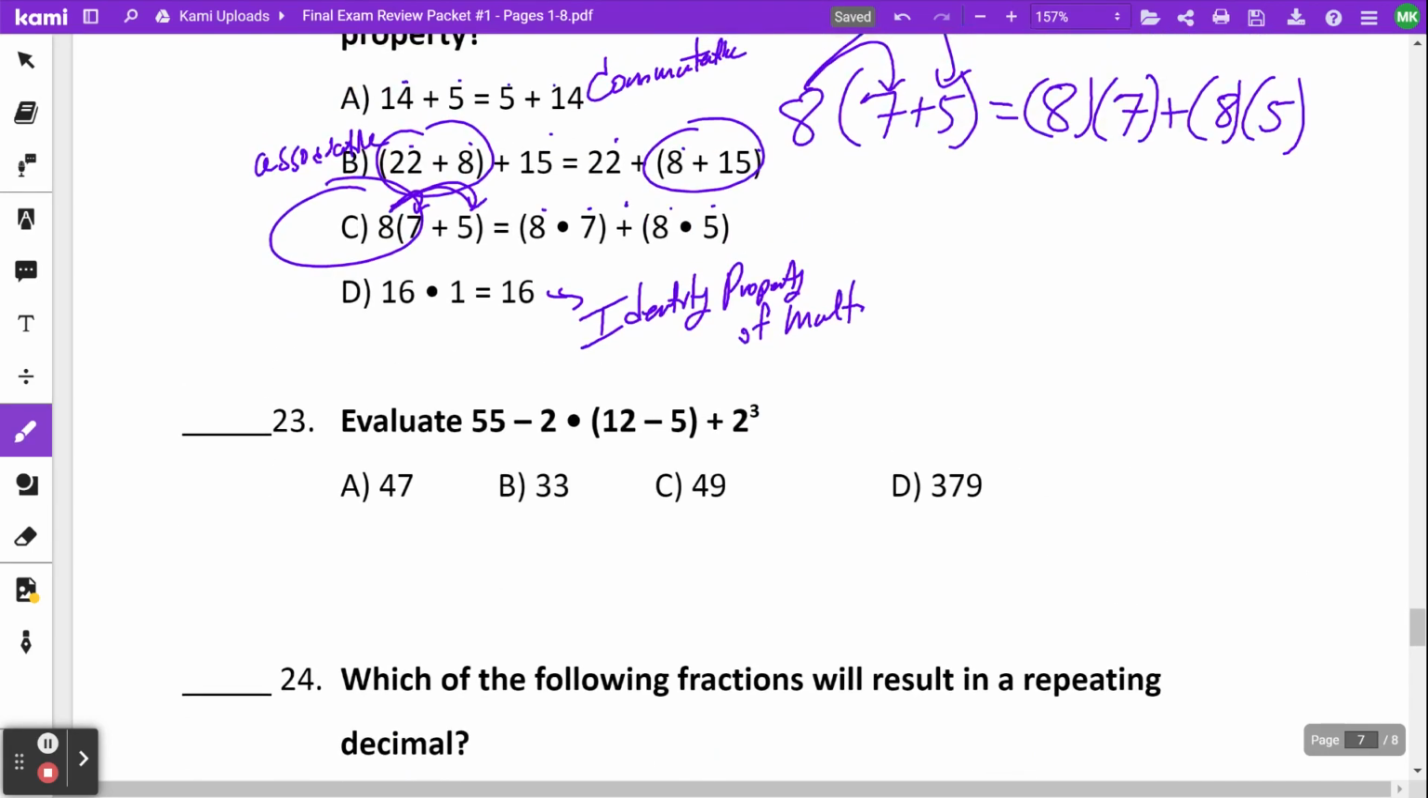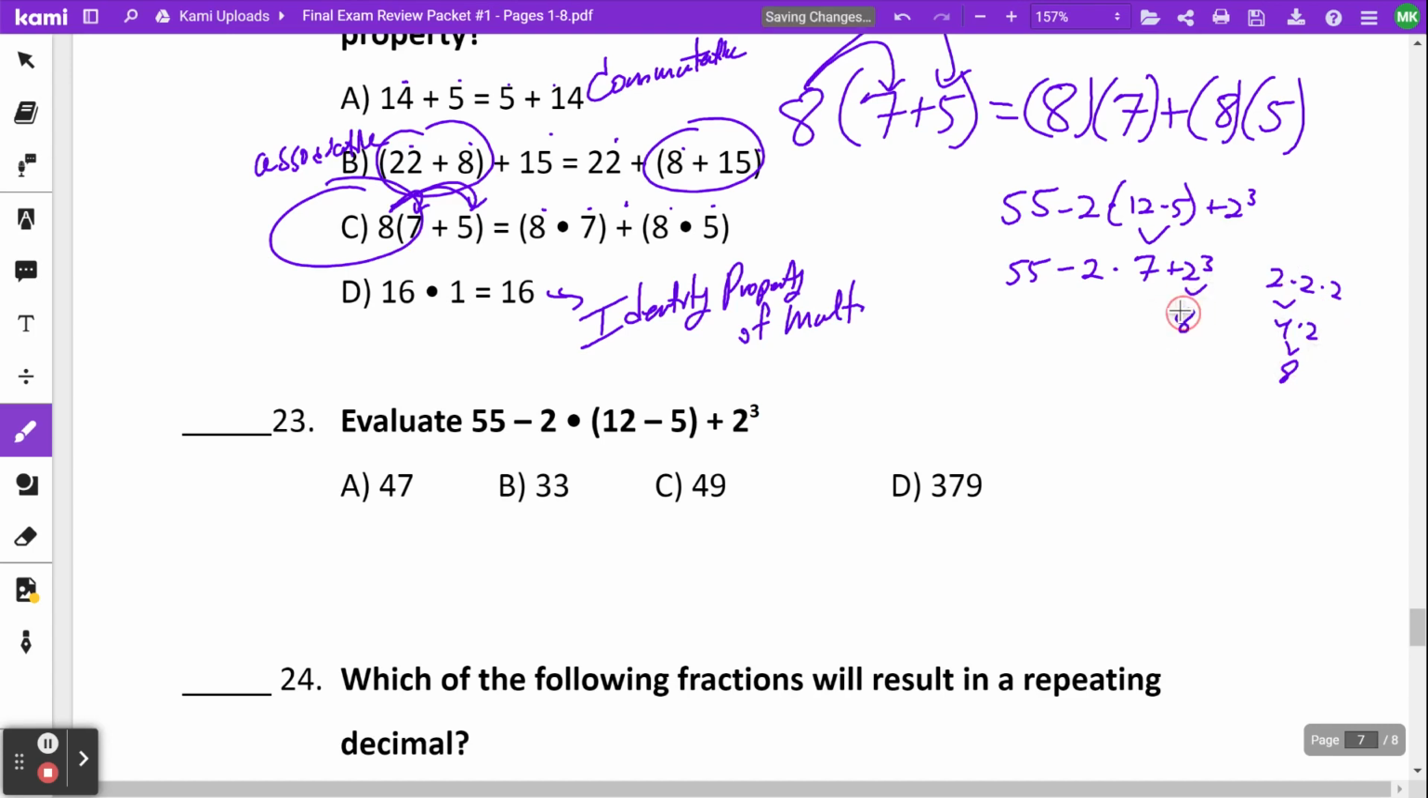Oh, we need to evaluate. Oh, I love these. Okay, so we have 55 minus 2 times, all right, actually, I don't need that there, 12 minus 5, and then plus 2 to the 3rd power. So we always take care of parentheses first, right? So that gives me a 7. I'm going to use that dot for the 2. Times 2, I'm bringing everything down, right? One thing at a time. There you go. And now for the exponent. So this is 2 times 2 times 2. So it's a 4 times 2, which is 8.